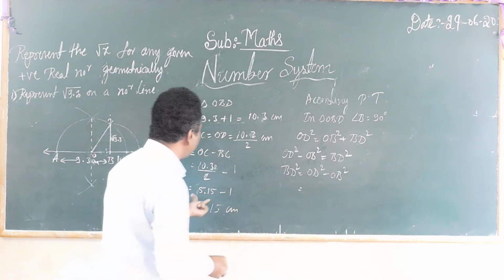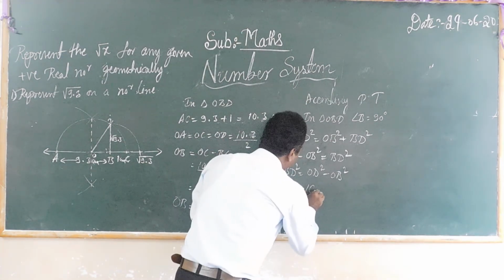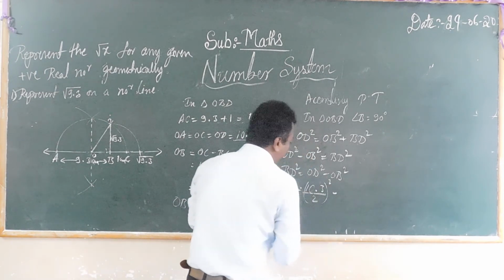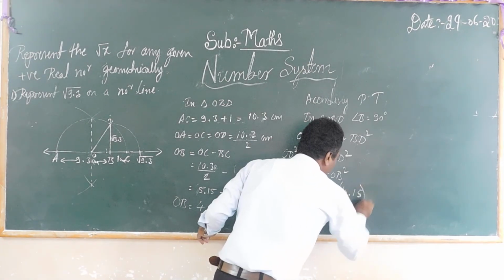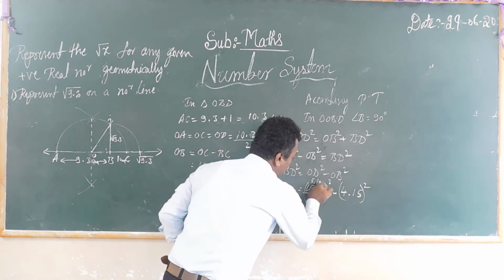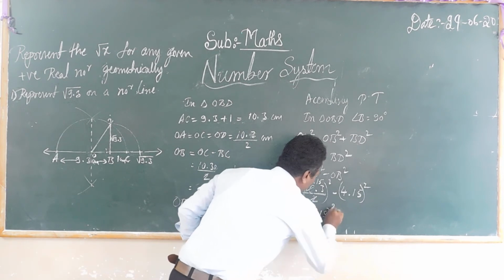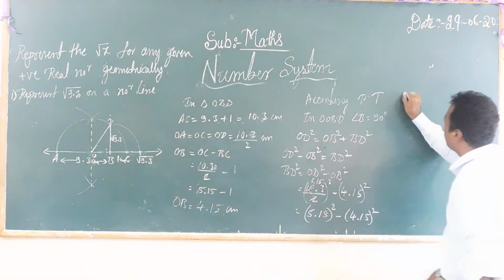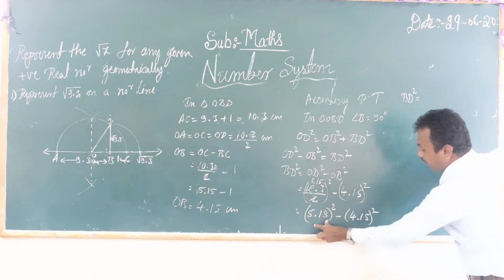What is the length of OD? This is OD, 10.3 by 2. So this is 10.3 by 2 whole square minus OB 4.15 whole square. We have to simplify: 2 1s are 2, 2 5s are 10. So 5.15 whole square minus 4.15 whole square. So now BD square is equal to 5.15 whole square minus 4.15 whole square. This is A square minus B square.